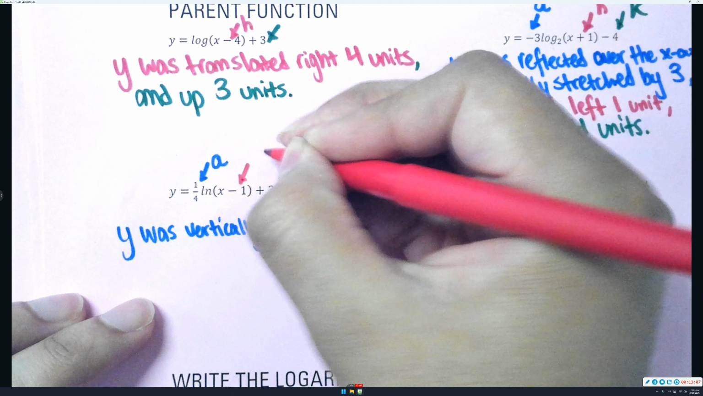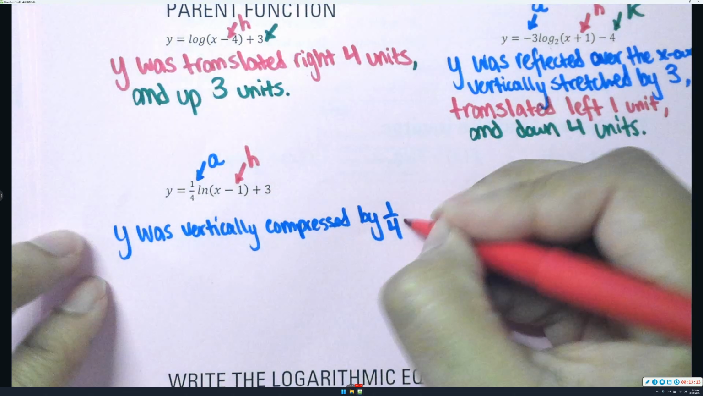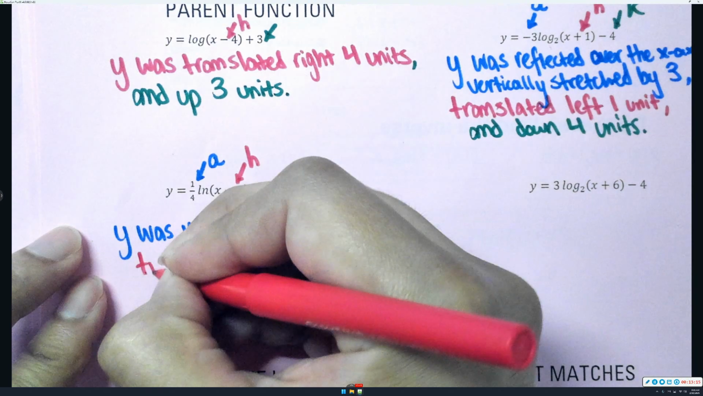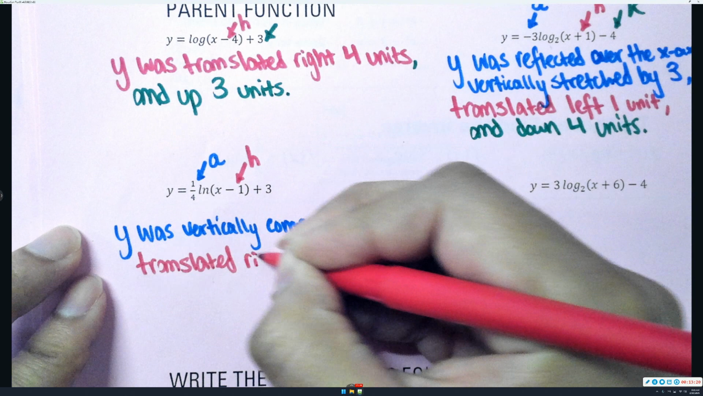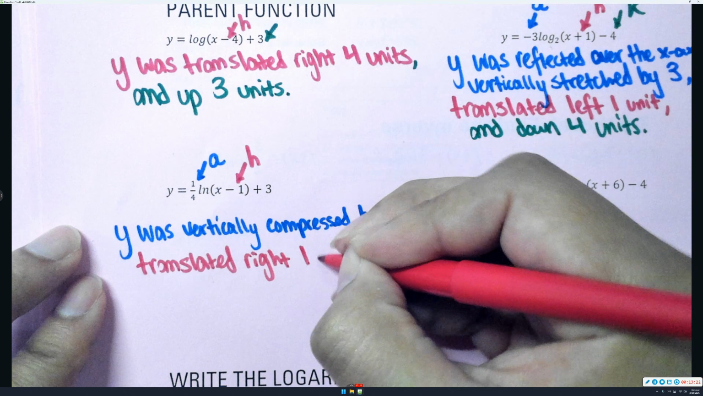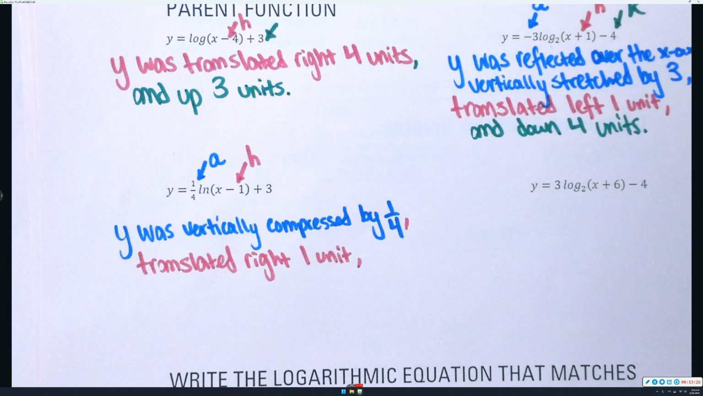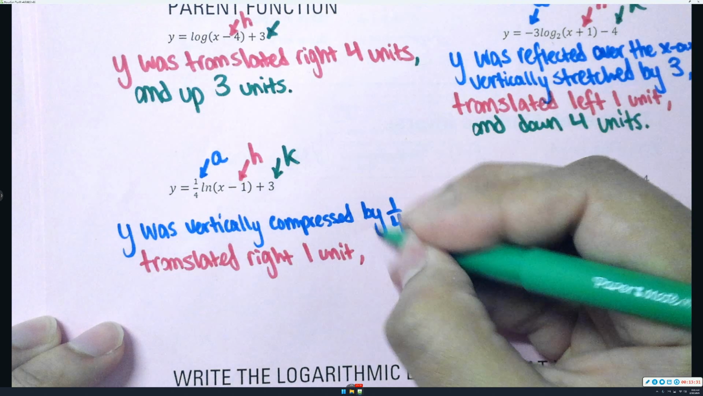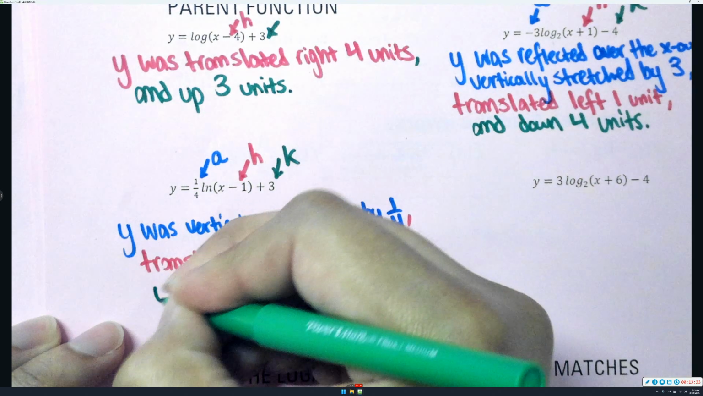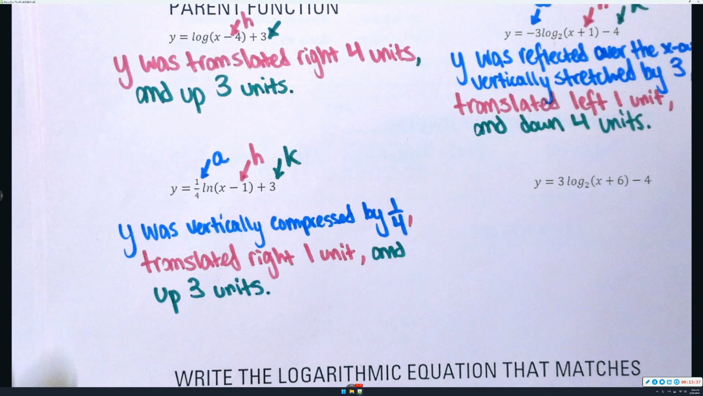Our negative 1 for the h value. So that means what? We're going to go to the right by 1 unit, correct? So write down comma, translated right 1 unit, comma, and then we have a k value of positive 3. So it's going to go up by 3. And up 3 units. There we go.